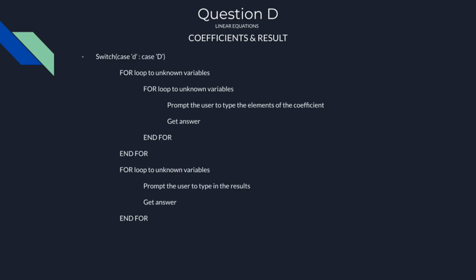Now on to the next slide, we've got option D, right? We have the switch case D. So we're going to be solving linear equations, right? Now to solve the linear equations, we started with the two for loops, right?